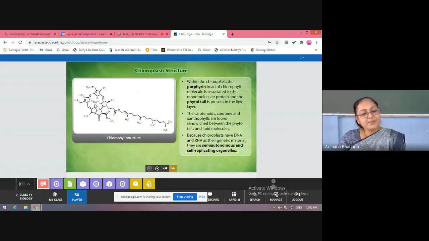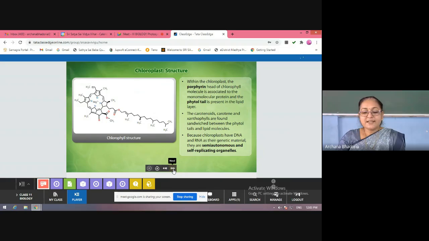Magnesium ion is present, so remember, if there is a deficiency of Mg in the soil, then the leaves will not be able to synthesize the chlorophyll pigment, and chlorophyll will not be there, so then the plant will not be green in color. Okay, and if it is not green in color, no photosynthesis.